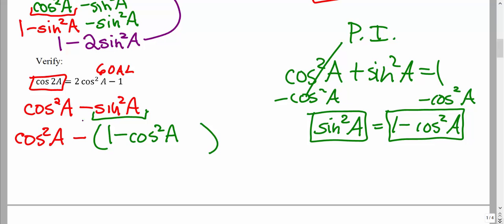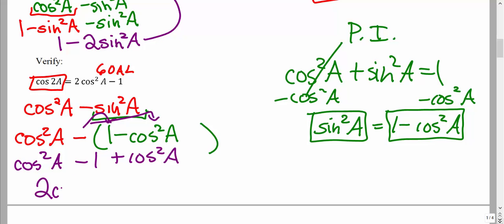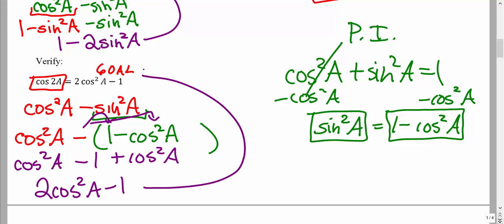In order to simplify, we need to distribute the negative. So we get cosine squared A minus 1 plus cosine squared A. And then we have like terms. That gives 2 times cosine squared A minus 1. And that was our goal. So we have verified all 3 double angle identities for cosine.